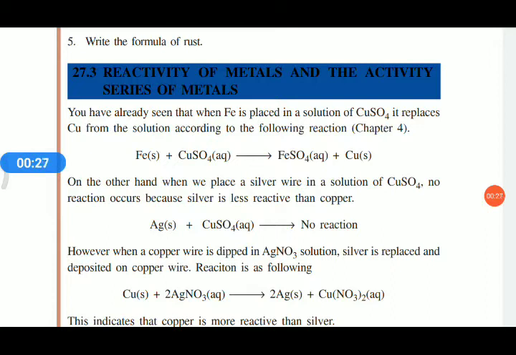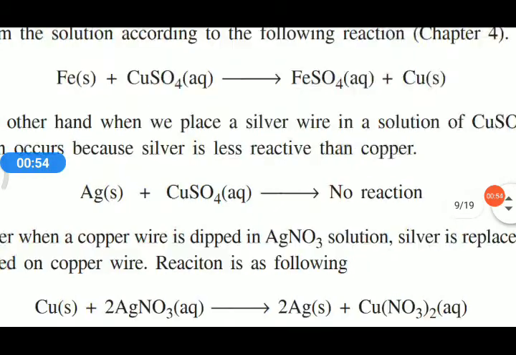displacement reaction. In a displacement reaction, a more reactive metal can replace a less reactive metal in its sulfate solution. We already studied that. For example, Fe plus CuSO4 gives FeSO4 plus Cu. When we put iron in copper sulfate solution, we get iron sulfate solution and copper. From this example, you can clearly understand Fe replaced Cu in CuSO4.